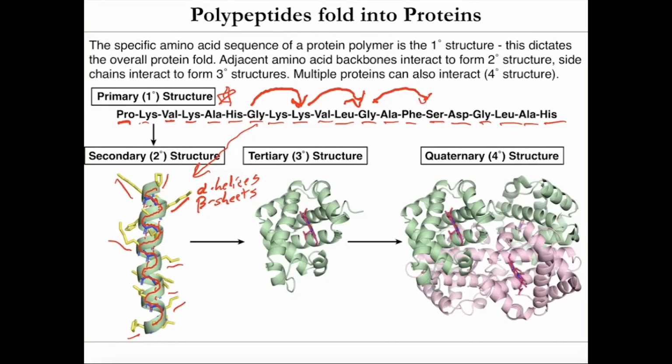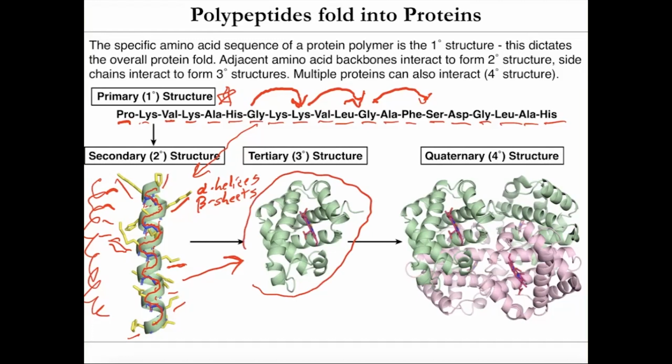So now that these side chains are sticking out from this helix, they can interact with other parts of the protein. Let's say there's another alpha helix here. They can interact with side chains sticking out from that secondary structure. And then what will happen is those interactions between the side chains and other things as well will cause the overall fold in 3 dimensions of the protein.